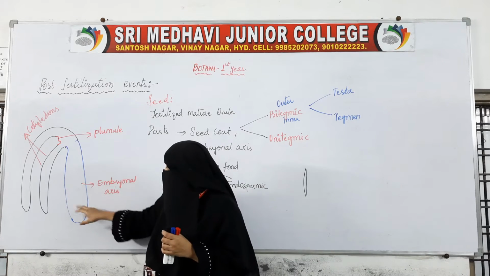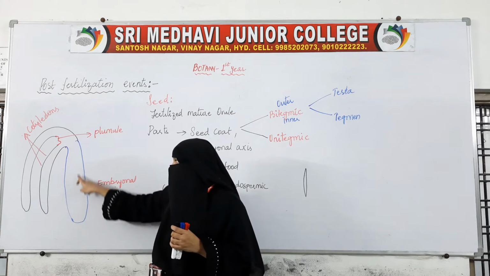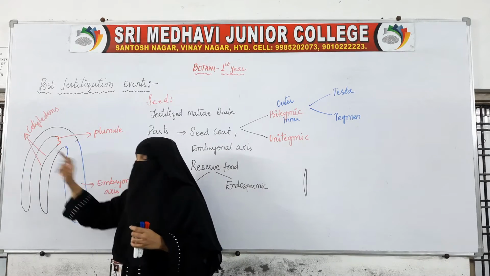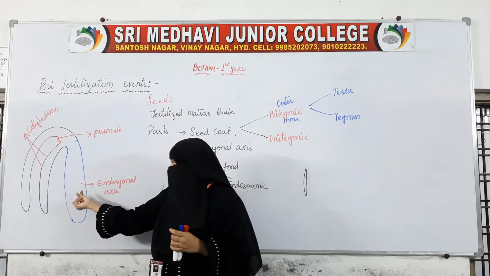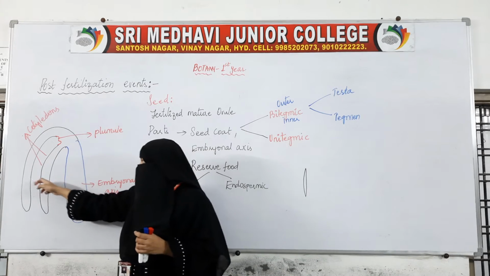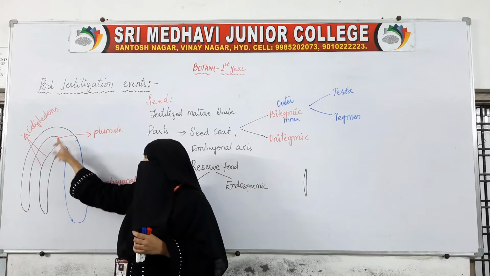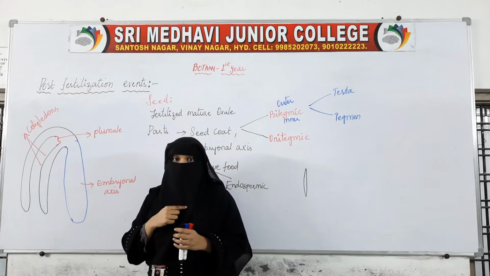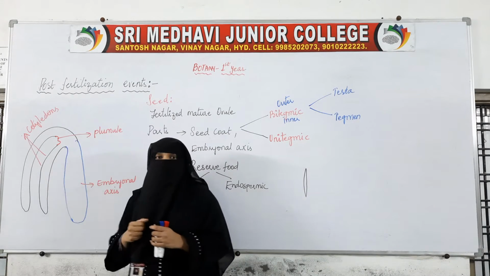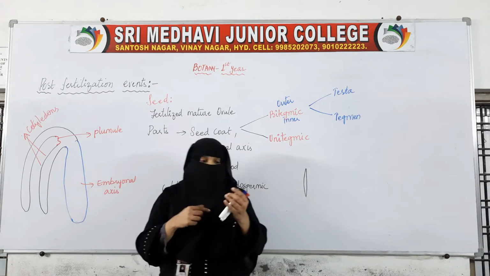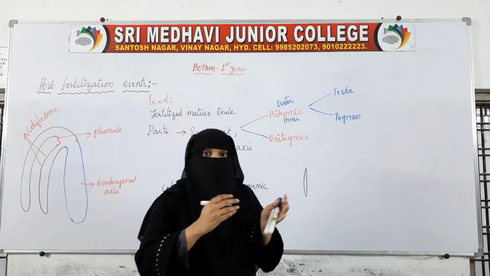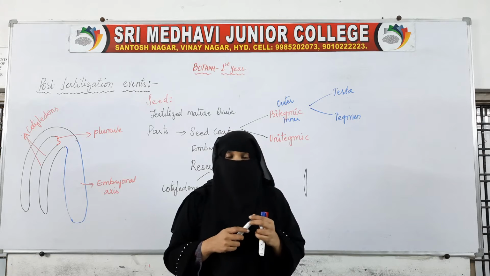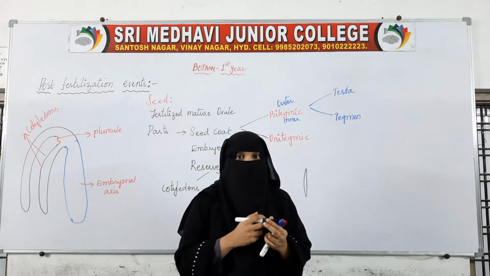So this is the embryonal axis. This part is the embryonal axis and these two are the cotyledons. And here we have the plumule just above the cotyledonary node. So how have we got this structure? In the previous videos we have seen how the development has taken place in the dicot embryo.